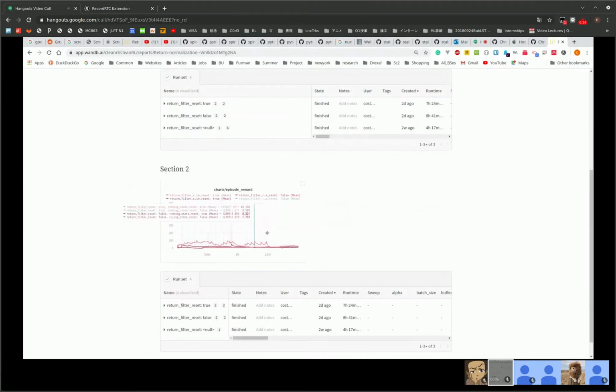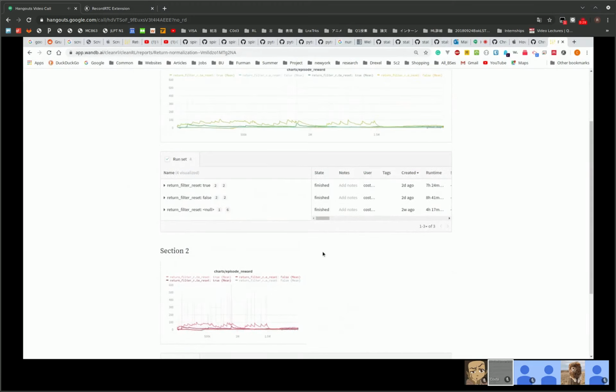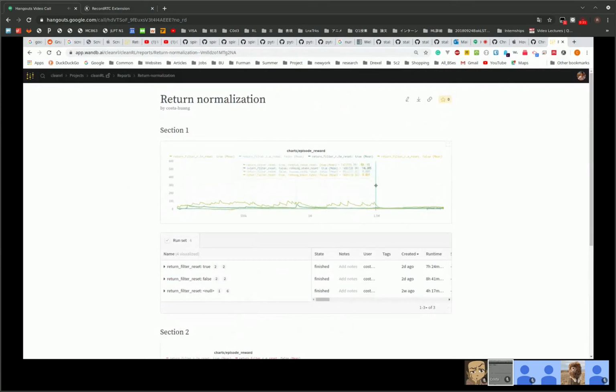So I did further experiments on the return normalization, a couple of different ways to try it. Basically, I set it to reset the return filter, and whether to reset the running stats. It's running stats reset, not running state reset. So I experimented with those, and this is the result you see.